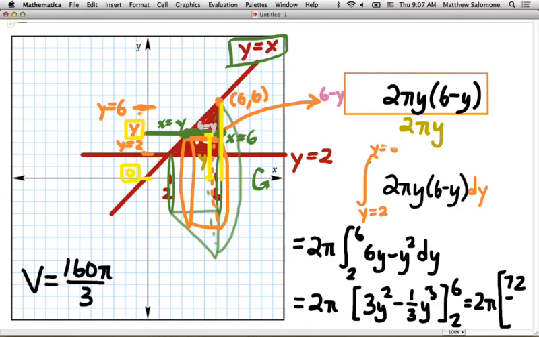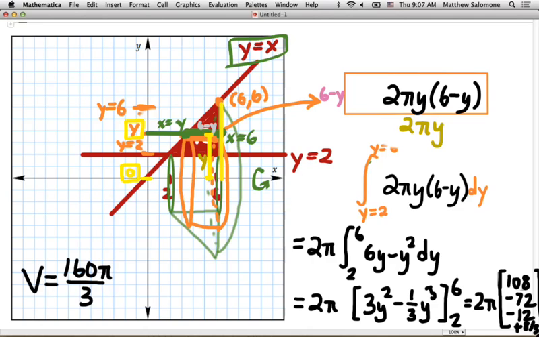Wait, what was it? 216 over 3, 72. Oh, that's interesting. Then I'm going to get minus 3y squared, and when y is 2, that's going to be 12. And then plus 8/3. And now I'm getting concerned that I did some arithmetic wrong. So what did I screw up here? There we go.